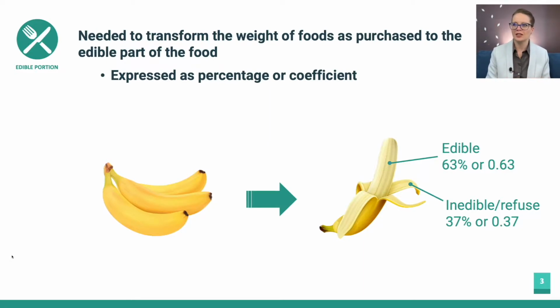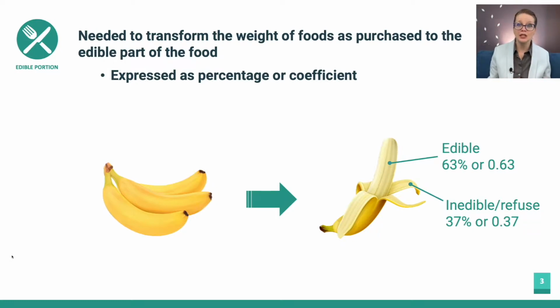So in our example here, we have that 63% of the banana corresponds to the edible part, to the fruit itself, to the flesh, and the other part, the 37%, or 0.37 if we are expressing it as a coefficient, corresponds to the peel, that is the inedible part.